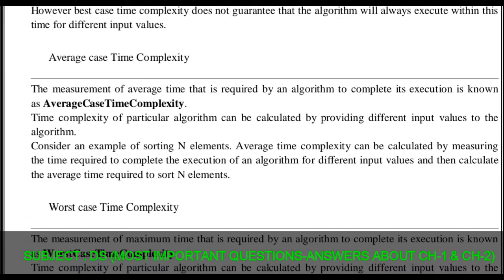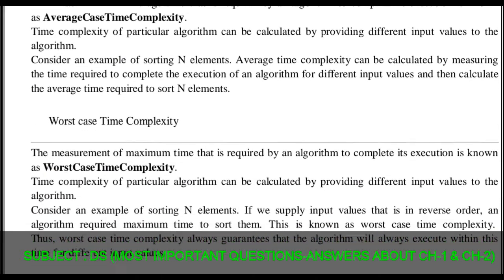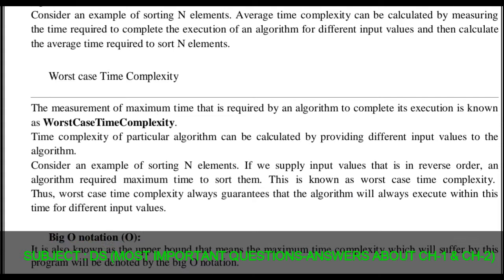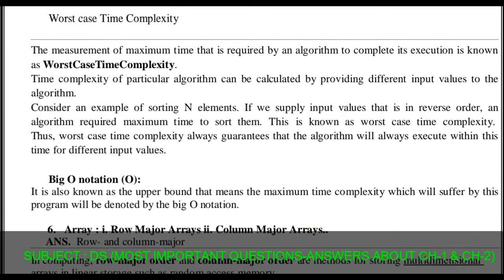Then next, average case time complexity. Average case time complexity is nothing but the measurement of average time that is required by an algorithm to complete its execution. The time complexity of a particular algorithm can be calculated by providing different input values to the algorithm. Consider an example of sorting n elements. Average time complexity can be calculated by measuring the time required to complete the execution of an algorithm for different input values and then calculating the average time required to sort an element.